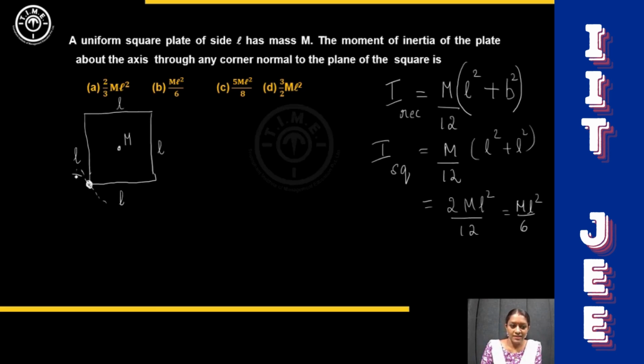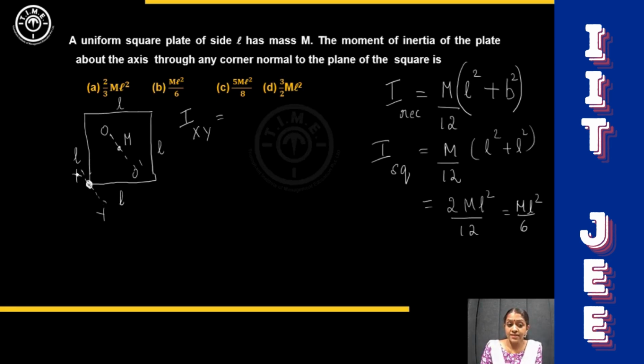This axis is perpendicular or normal to the plane of the square. So, let us name this axis as XY. Okay. So, we are asked to find out the moment of inertia of this square plate about the axis XY. So, how will you apply the parallel axis theorem? See, here this axis XY is actually parallel to the axis passing through the center of the square plate, right? If you are considering an axis OO dash which is passing through the center of the square plate and normal to the plane of the square plate, then this axis XY is also normal to the plane of the square plate, right?